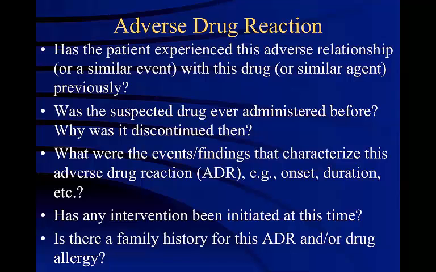Has the patient experienced this adverse event with this drug or a similar agent previously? Was the suspected drug ever administered before? Why was it discontinued then? What were the event's findings that characterized this adverse drug reaction, such as the onset, duration, etc.? Has any intervention been initiated at this time? Is there a family history for this adverse reaction or drug allergy?